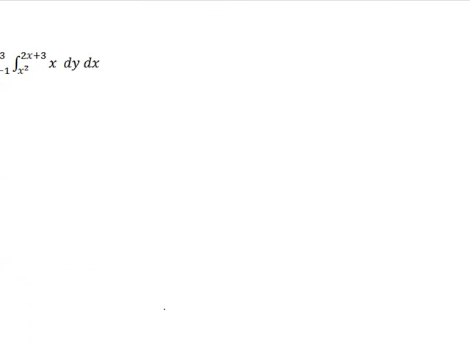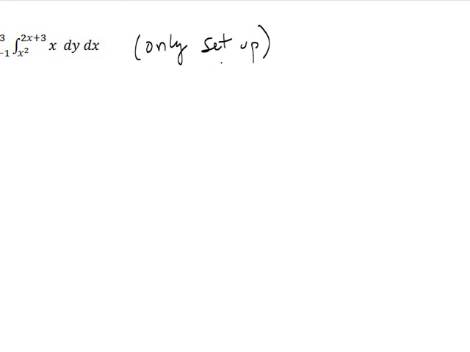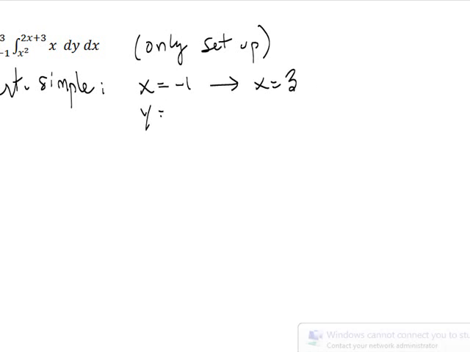Number 3, let's do this again. Now this one we're not going to evaluate, we're only going to set up. Only set up. And as you can see, is this vertically simple or horizontally simple? Vertically simple. Let's put down the limits. x goes from minus 1 to x equals 3, y goes from x squared to 2x plus 3. y equals 2x plus 3. Let's draw.